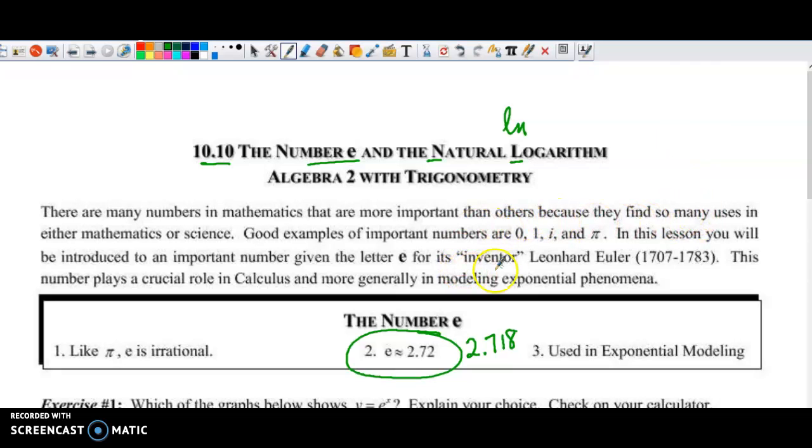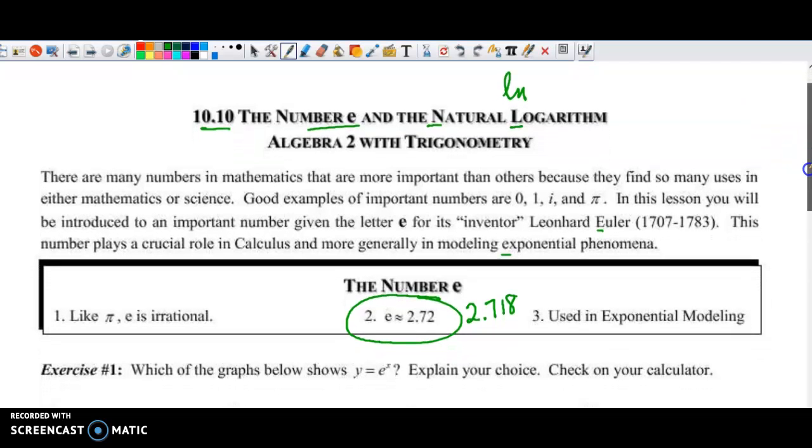So there's a little background knowledge on the number e. Some people remember e for exponential. Some people remember e for Euler. He's the guy that came up with it. But maybe more of a conversation should be left for class.